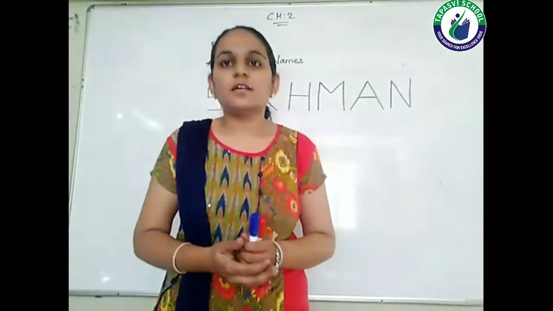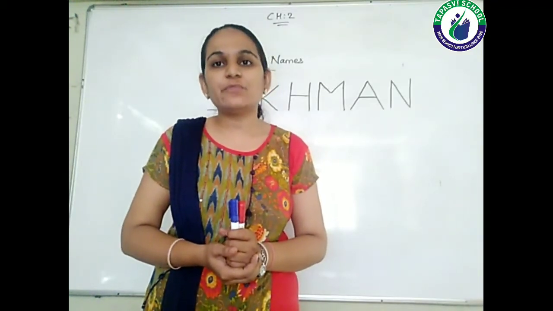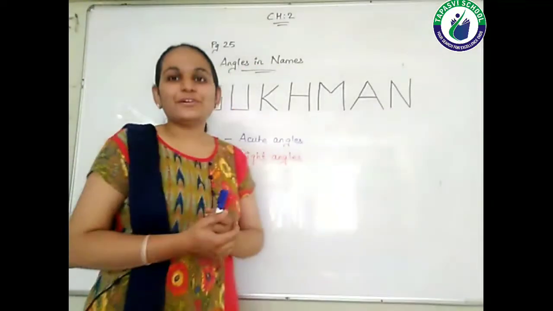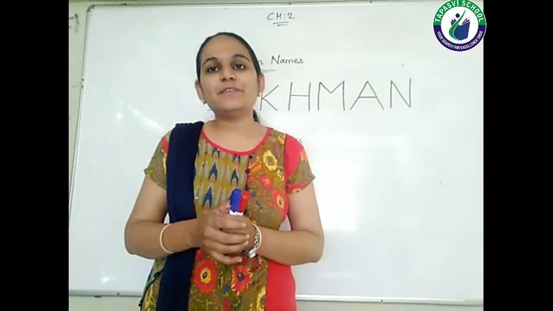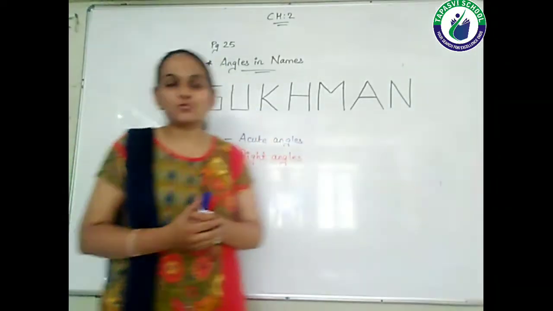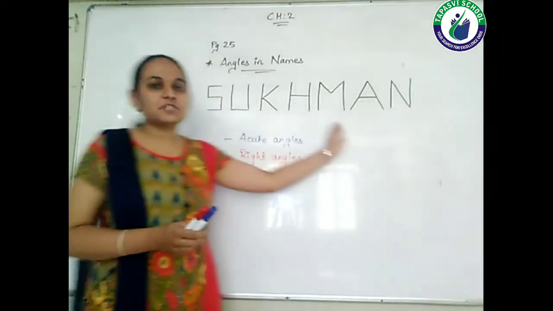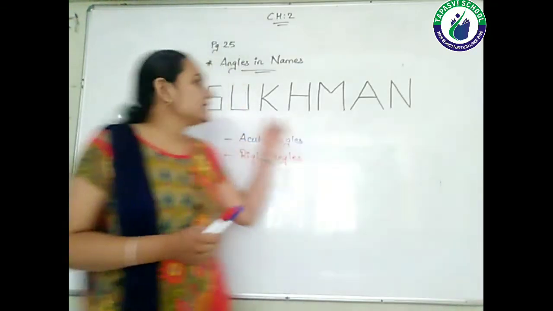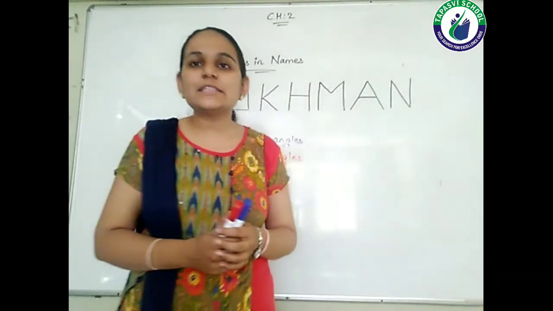Okay students, now we are going to take a topic on page number 25, that is angles in names. Whatever name we have, we can find the angles in it, but you have to write it like this, and then it is possible to find the angles. Students, I have written here one name which is given on page number 25 of your textbook. That is Sukhman. Now we'll find the angles in Sukhman.